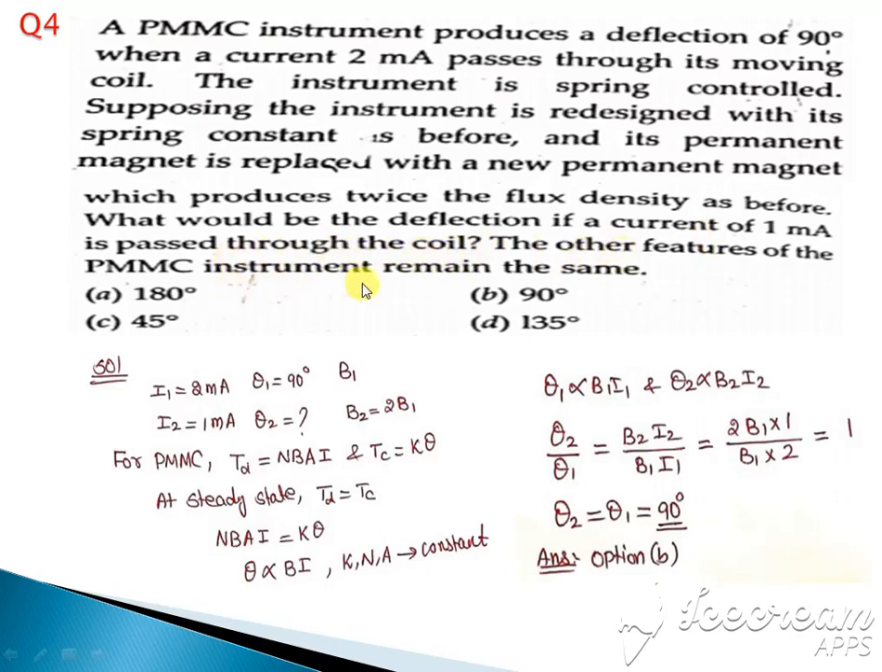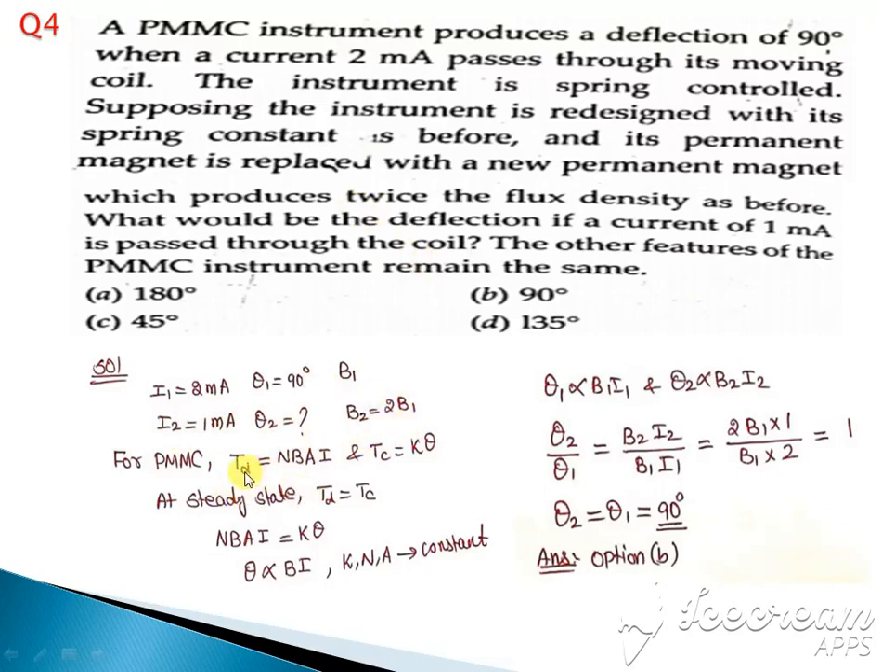Sorry. The other features of PMMC instrument remain the same. Option A 180 degree, option B 90 degree, option C 45 degree, option D 135 degree. So here two cases are given. I1 is equal to 2 milliamps, theta 1 is equal to 90 degree, flux density B1. In the second case I2 is 1 milliamp, theta 2 we need to find, flux density is twice. So B2 is equal to 2 B1.